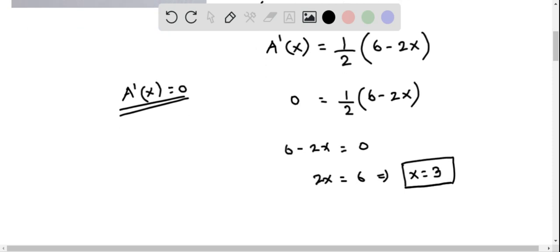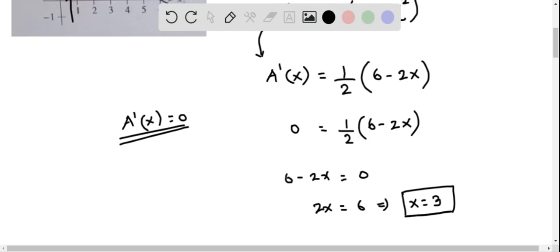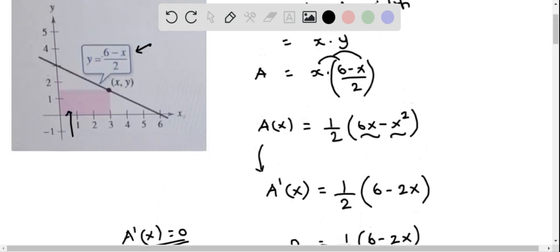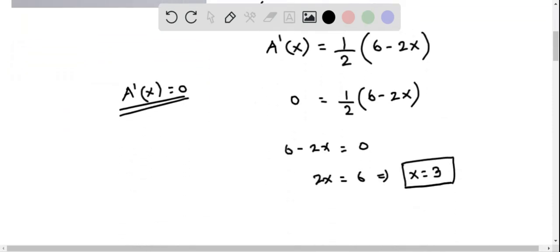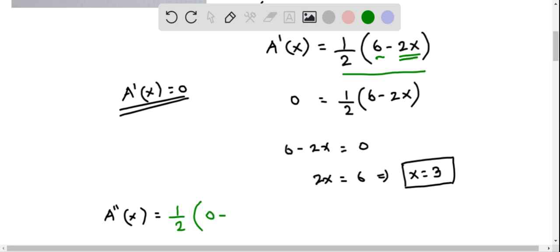But we have to verify if at this critical point the area is maximum. For that, we should consider the second derivative of the area function. So let's find the second derivative. We will have A double prime of x, and this equals the derivative of this A prime of x. So we put this half, which is a multiplier, and then multiply with the derivative of 6, which is 0, and then we have negative 2x. The derivative of negative 2x is negative 2, and so this gives half of negative 2, which equals negative 1.